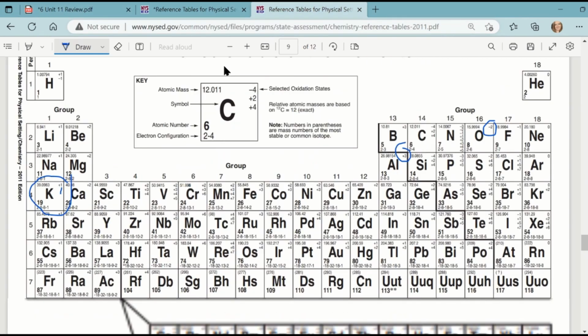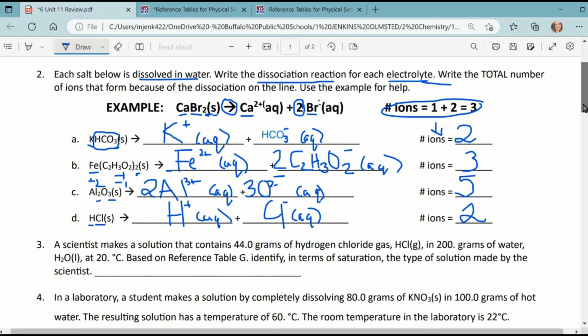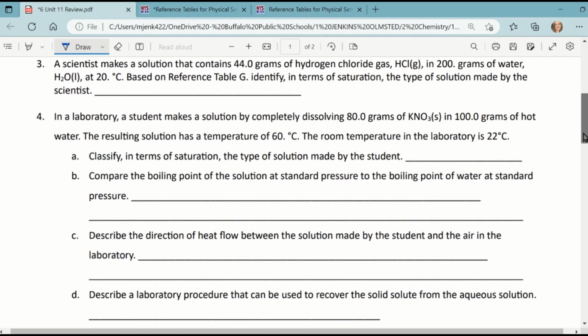I just need charges for hydrogen and for chlorine. Now, they both have more than one, but when chlorine is in a compound, it's the last one. We use the negative one, which means if this is negative, this must be positive. So I have 2 total ions. All right. So now let's look at this one.